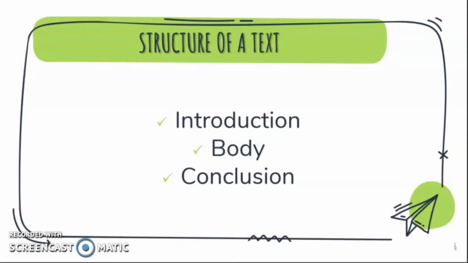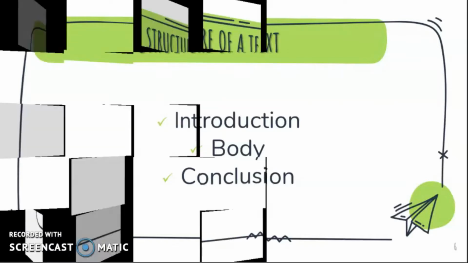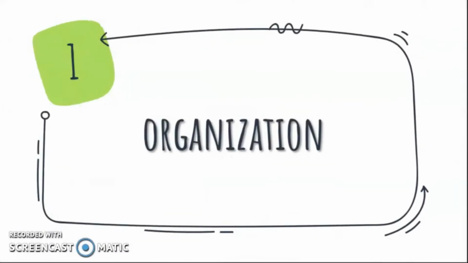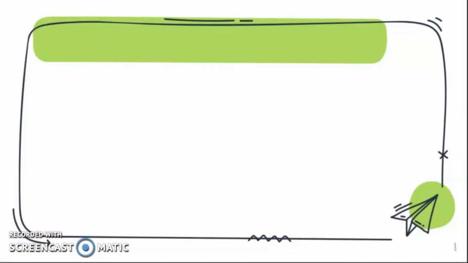A paragraph is a series of sentences that are organized, coherent, and are all related to a single topic. For a paragraph or for any composition to be effective, it must always consider the properties of a well-written text. So let's have first the first property of a well-written text, which is all about organization. So what is organization?